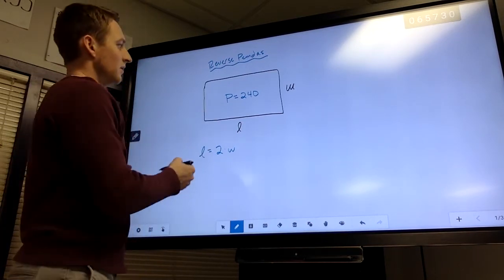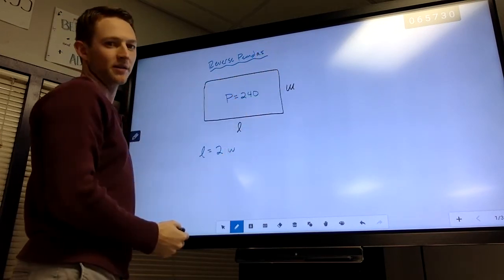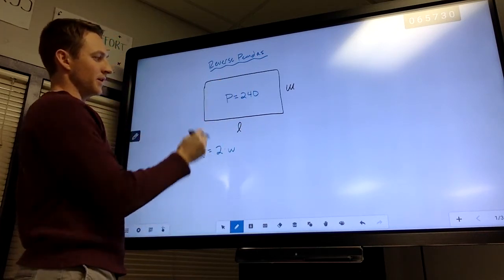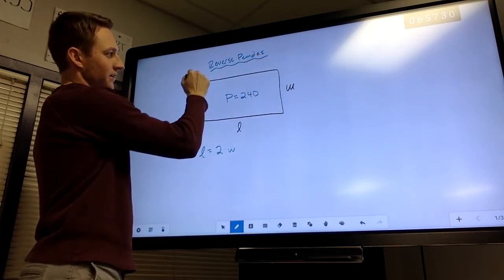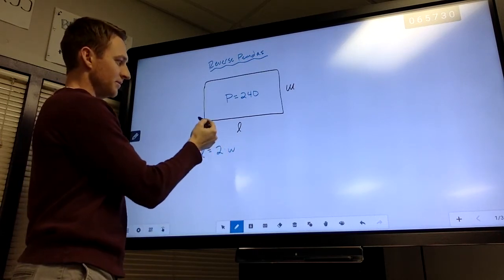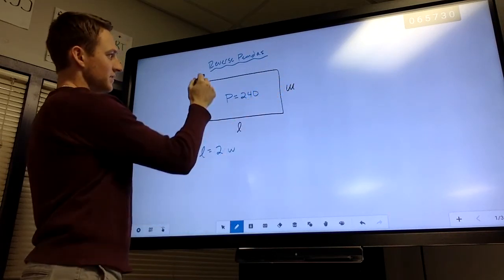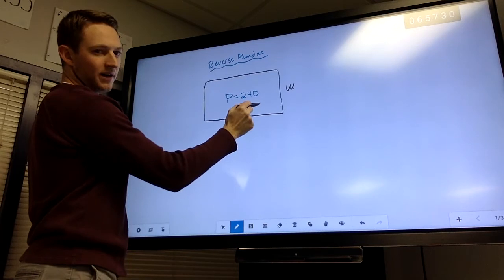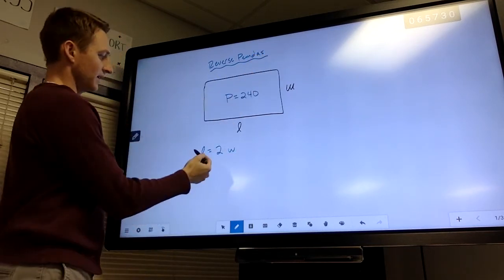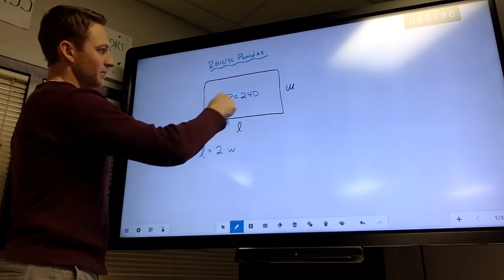So we have a rectangle where the length is twice as long as the width. Okay. And the perimeter of this rectangle is 240. And we know that the perimeter is just adding up the length of all four sides. Okay, so we say that length is 2 times W because this side is twice as long as this side, which also means that this side is the same as this side, and this side is the same as this side.